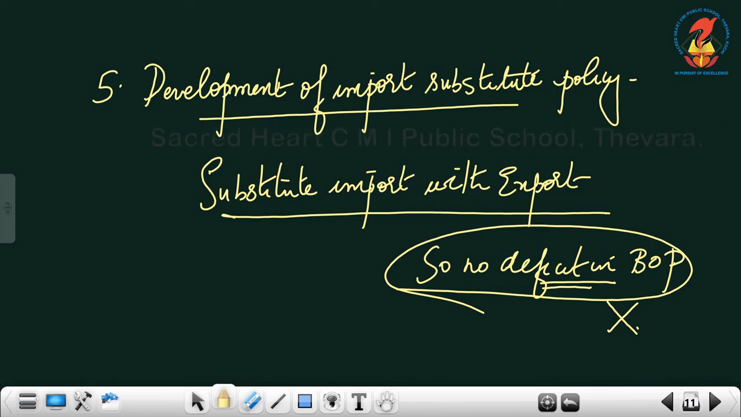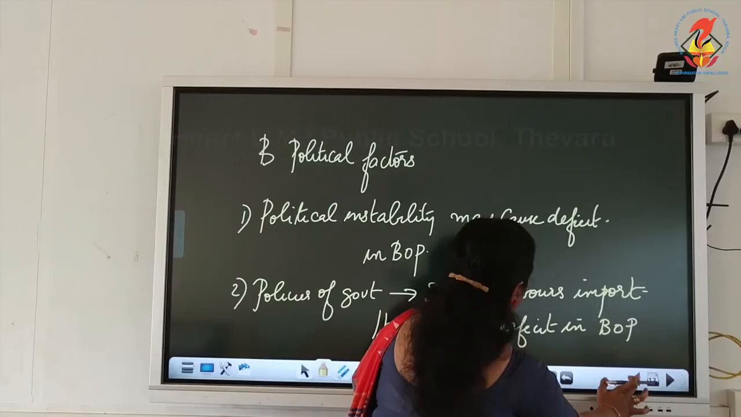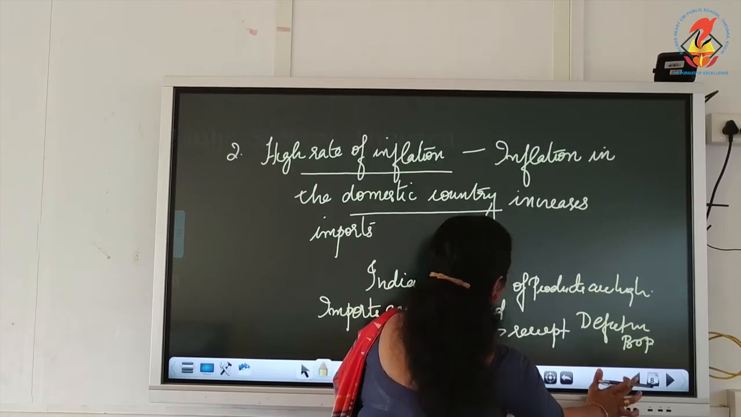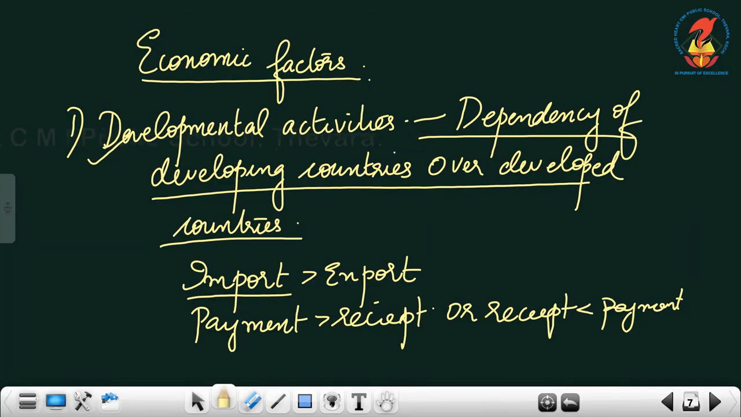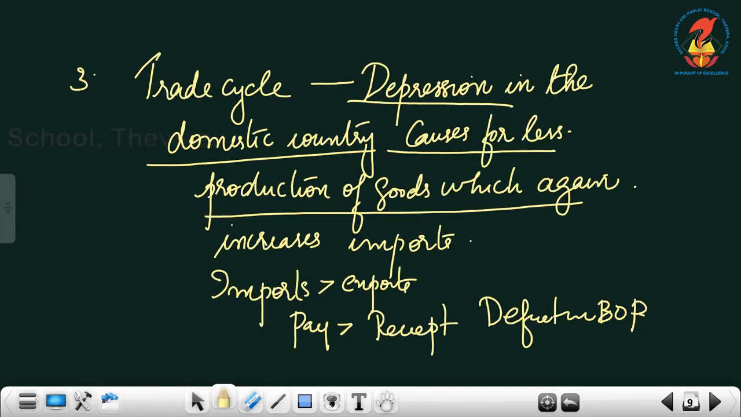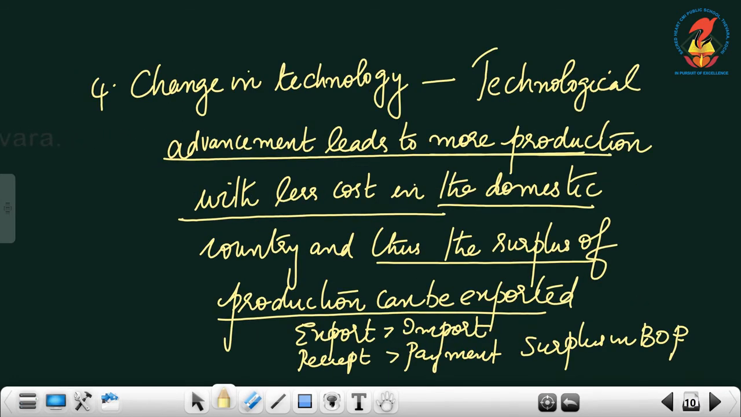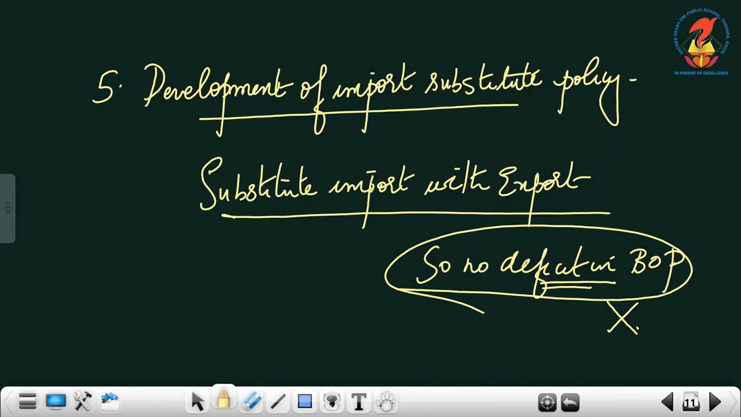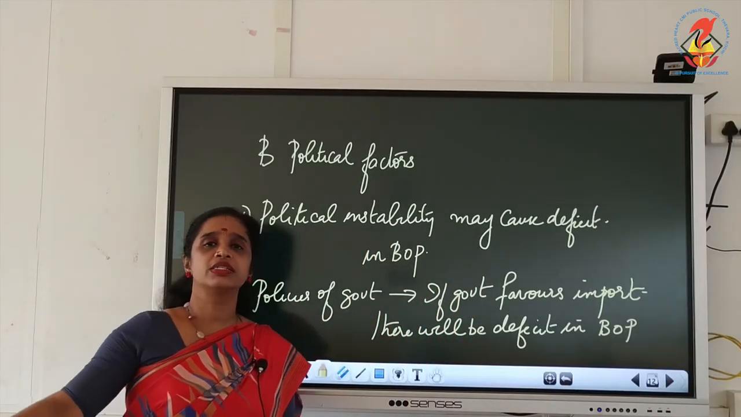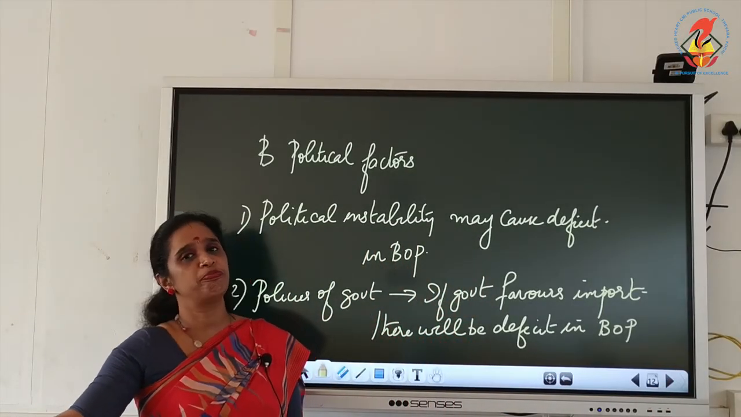So, this is related to the economic factors. Economic factors can be thus summarized as point number 1 is developmental activities, point number 2 high rate of inflation, point number 3 trade cycle, point number 4 change in the technology, point number 5 is development of import substitute policy. Now we will move on to the next factor which can cause disequilibrium in the balance of payment.